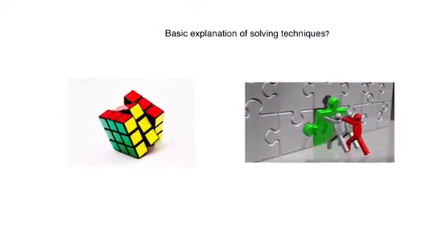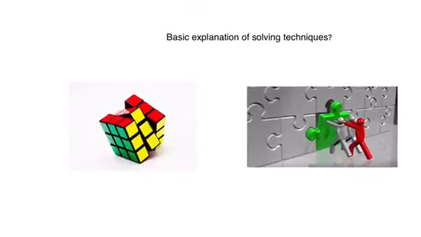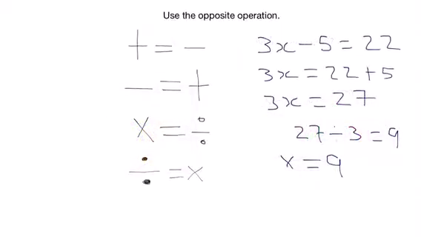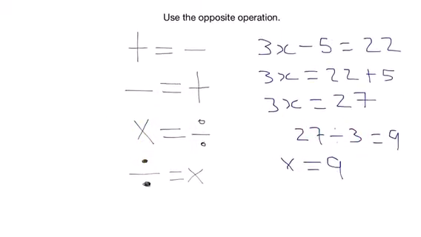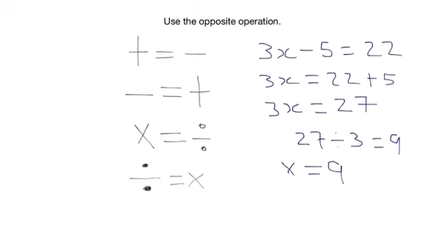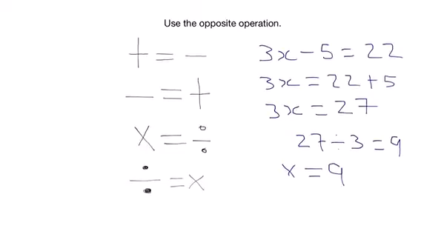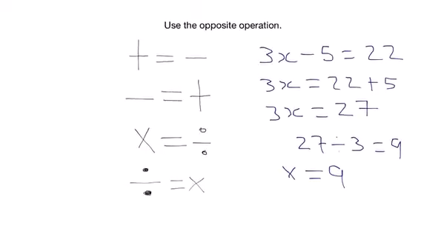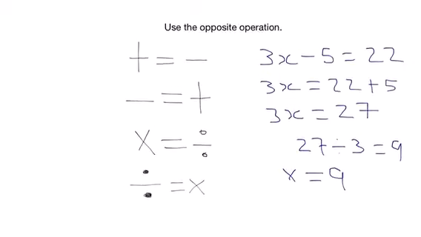Basic explanation of solving techniques. For these situations, we need to use the opposite operation. For example, plus becomes minus, minus becomes plus, multiplying becomes dividing, dividing becomes multiplying.